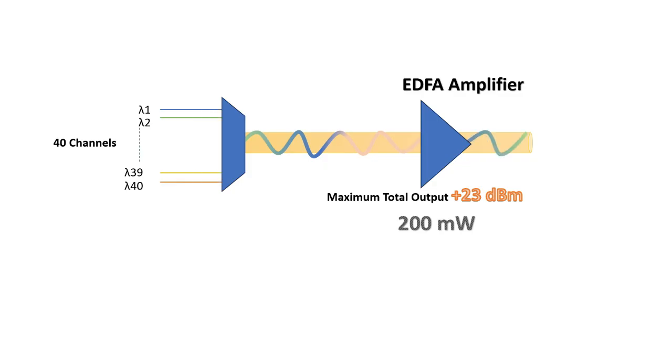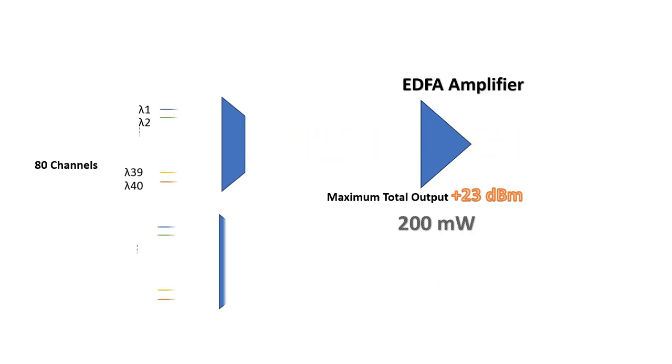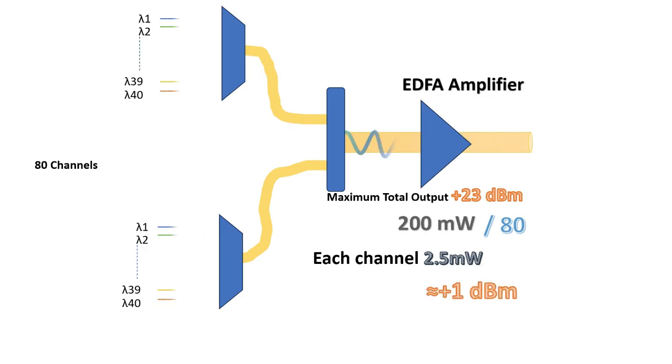Let's assume an EDFA amplifier with a maximum total output of plus 23 dBm, which is equivalent to 200 milliwatts. When transmitting 40 DWDM channels, the amplifier's total output power is divided equally among them. In this case, each channel receives around 5 milliwatts, which corresponds to approximately plus 4 dBm per channel. When transmitting 80 DWDM channels, each channel receives around 2.5 milliwatts, which corresponds to approximately plus 1 dBm per channel.